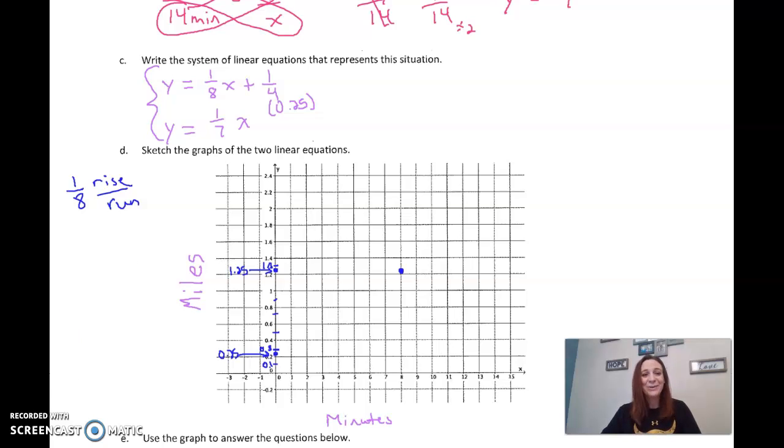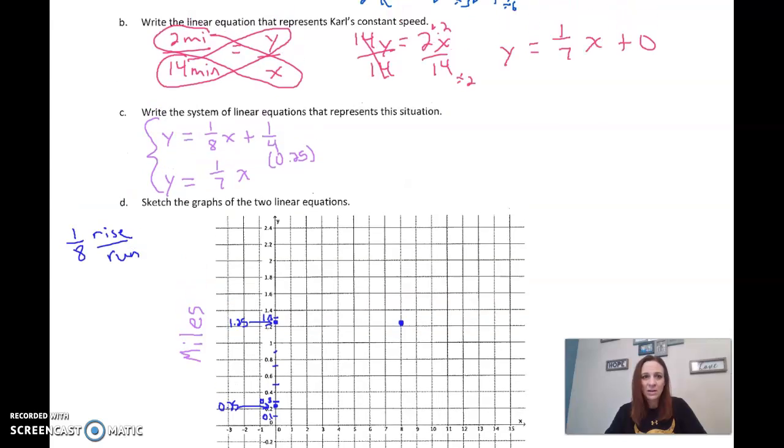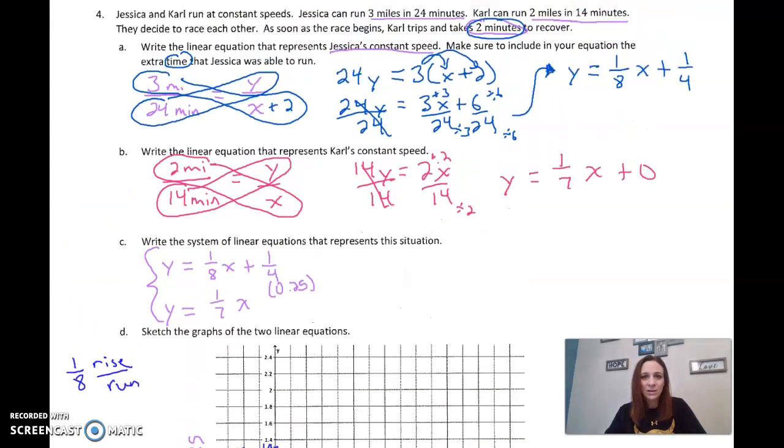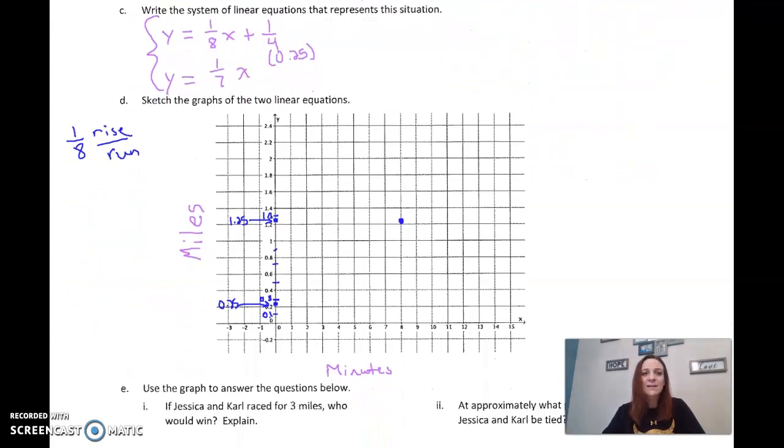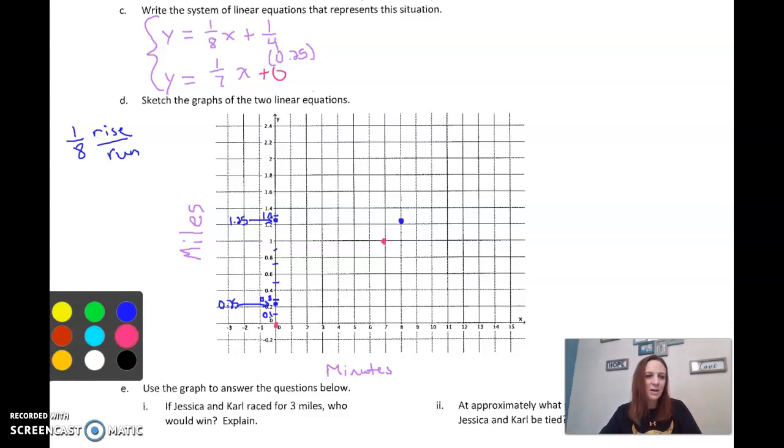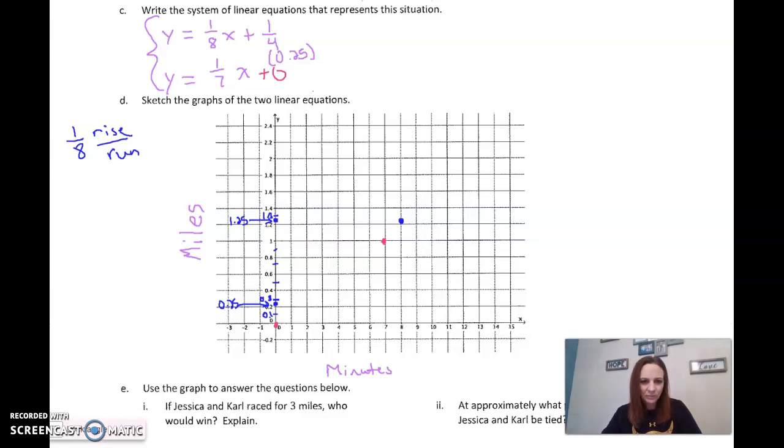All right. So now I'm going to do the same for the other person here. Carl. Okay? His has, remember, plus 0, so that doesn't do anything. So I'm just going to put my y-intercept here at 0, and I'm going to go up 1. So I'm going to go up to 1, and then over 7. And you know what I forgot to do was draw lines. So we definitely need to do that.